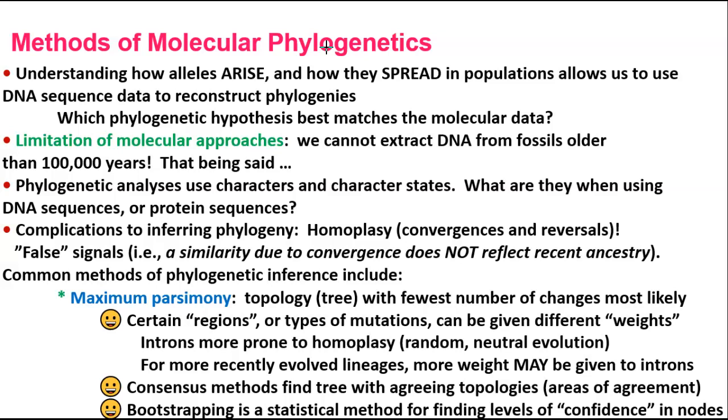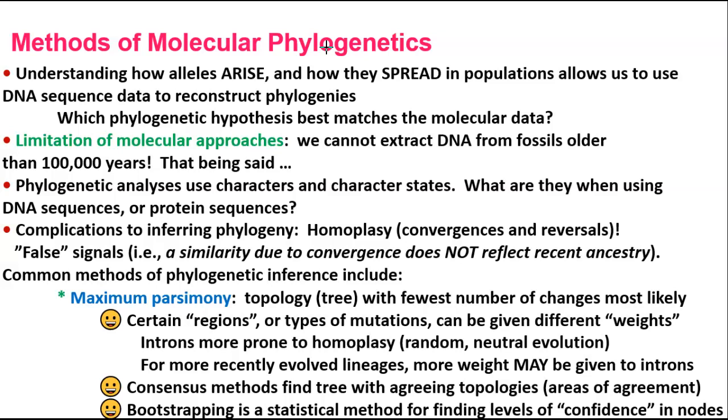And then the character states typically are, well, which amino acid is it? There's 20 different amino acids. Which is it? So generally, that's how characters and character states are viewed and used with DNA and protein data.